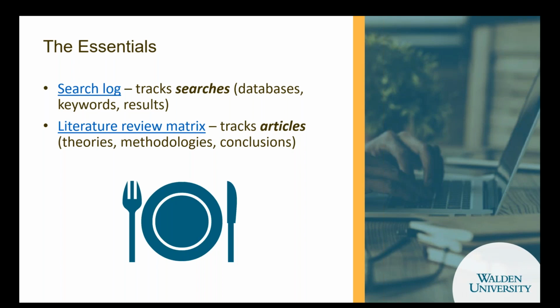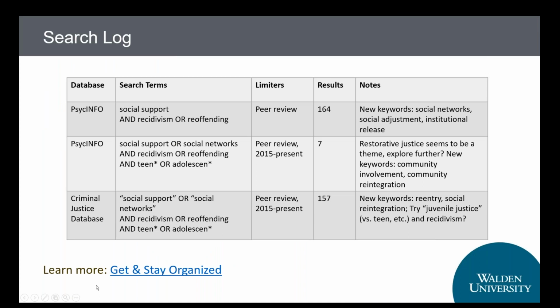I'm not going to spend much time on the literature review matrix because if you take any of the Writing Center webinars, they talk much more about that because that tracks the articles that you find. That is a tool that allows you to compare methodology, theory, implications, recommendations for future research. But what we care about in the library is that you know where you've searched and what were the best searches for your topic.